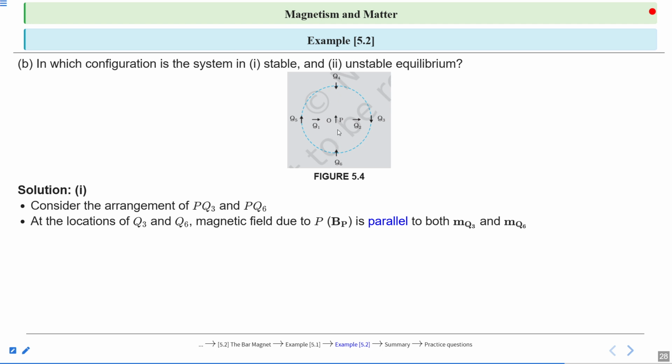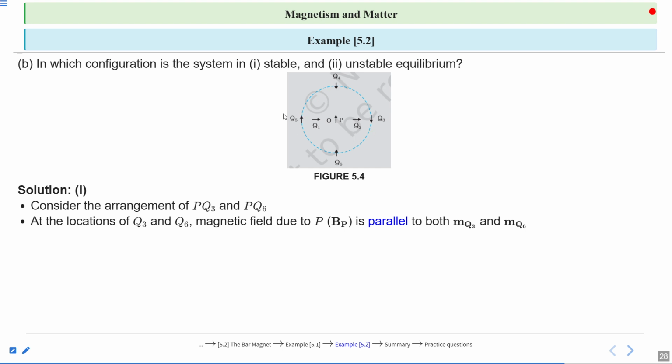You can also draw the magnetic field lines for simplicity, or you can build a strong foundation of equatorial field and axial field. We know that the axial field of any magnetic needle has the same direction as the magnetic moment. So on the axial line, the magnetic field will be in the same direction as the magnetic moment of P. But on the equatorial line, at the locations Q3 and Q5, the magnetic field will be opposite to the magnetic dipole moment of P, that is, in the downward direction.